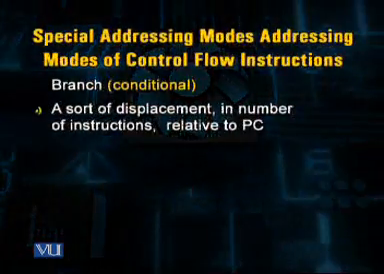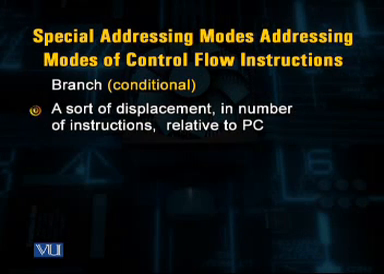This type of conditional branch instruction is in fact a sort of displacement instruction, and it is always used relative to the contents of the program counter. Whatever is the present value of the program counter, to this a displacement is added, which specifies the number of instructions to be jumped to follow the next sequence.